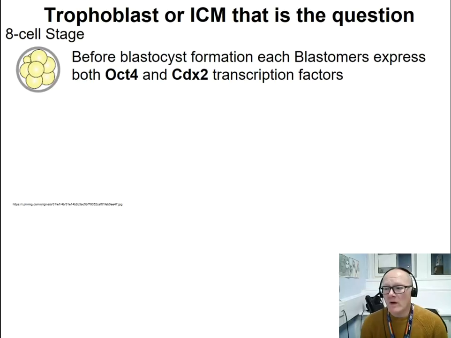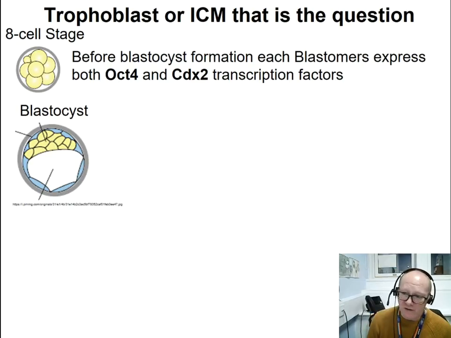So let's have a look at what genes the trophoblast and the ICM are expressing to differentiate from each other. Until the 8-cell stage, all the blastomeres are expressing the same pattern of transcription factors. In particular, all cells are expressing OCT4 and CDX2. However, later on, when the blastocyst is produced, the two types of cells, the ICM cells and the trophoblast, are expressing different transcription factors.